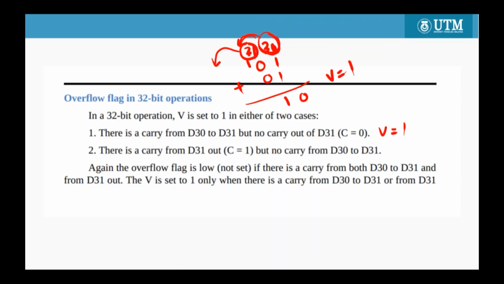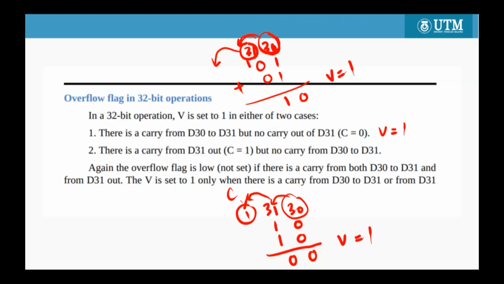The second case: there is a carry out from bit 31, but no carry from bit 30 to bit 31. We have another example here. This is bit 31 and this is bit 30. You add this number here: 0 plus 0 is 0, and then 1 plus 1 is 0 with a carry. You have a carry out from bit 31, but no carry from bit 30 to bit 31, so V equals 1.